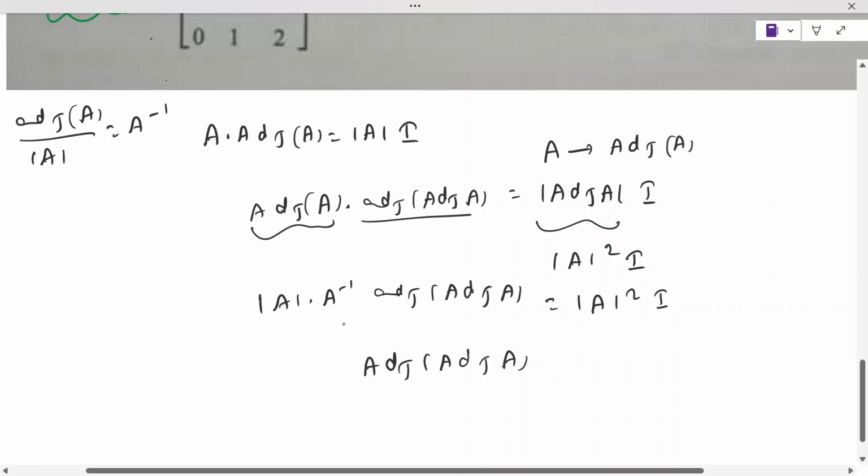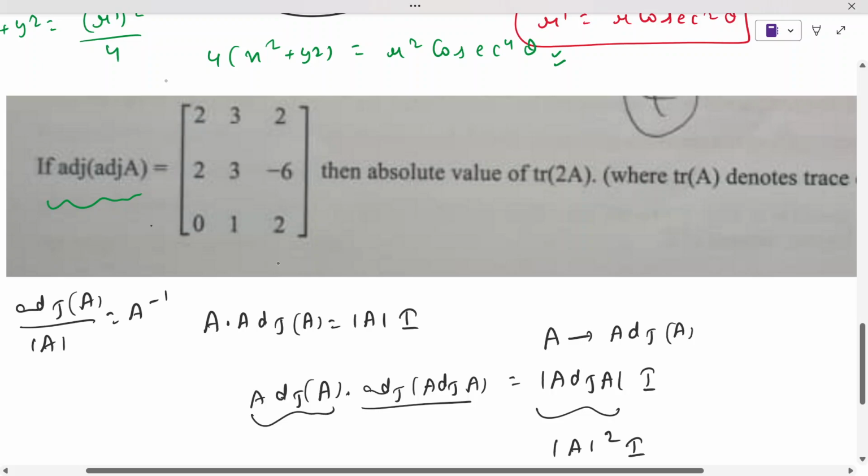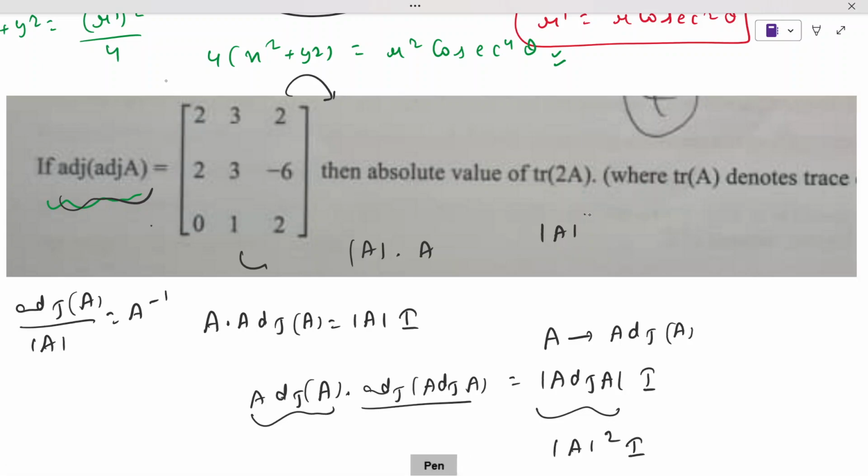That should be equal to, I'll just multiply with A as well, mod A into A, because A into I is I. So that is equal to mod A into A. Take the mod on both sides. And you know the technique: what is the modulus of the adjoint? This is equal to mod A to the power (n minus 1) squared. So n minus 1 squared. You know this formula.